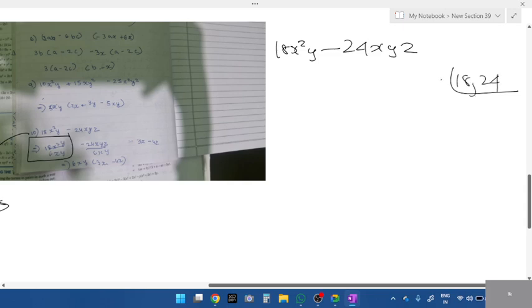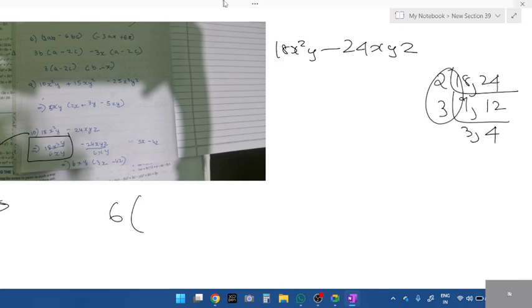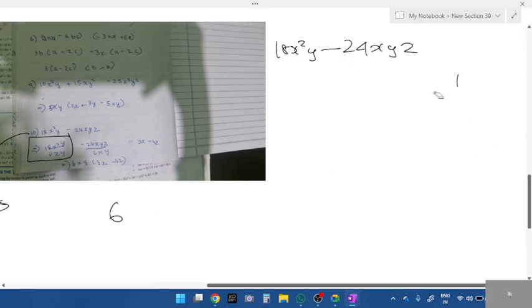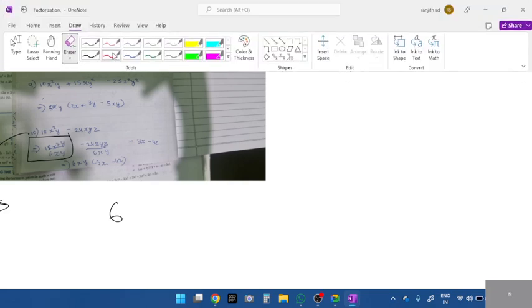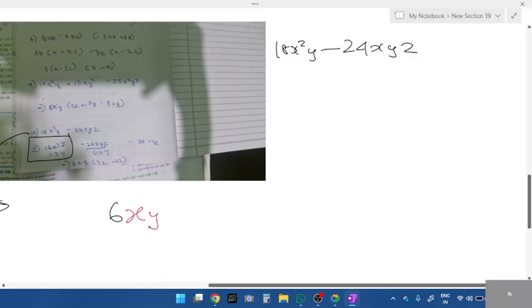18, 24. What is common to them, students? Start from the 2 times table. What is common? 2 nines are 18, 2 twelves are 24. Next, anything common? So, what's the highest common factor, HCF? 6. Take 6 outside. Next, what about the alphabets? What is common? X is common, and Y is common.